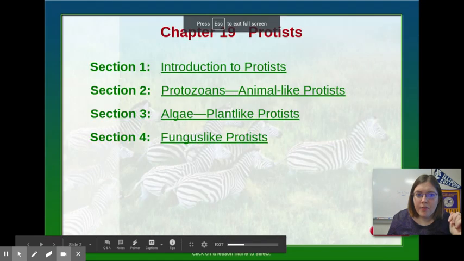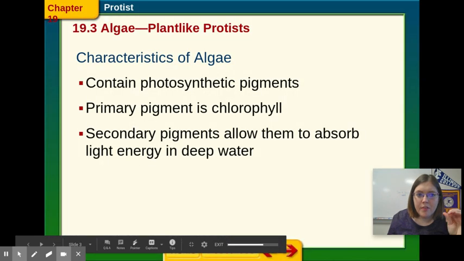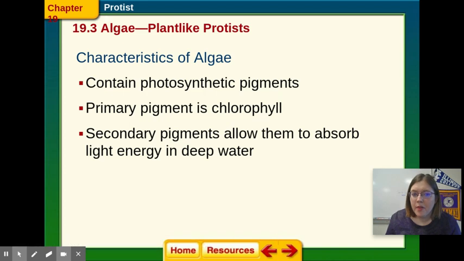All right, I'm going to go over 19.3, which is on algae or the plant-like protists. The one thing about the plant-like protists is that they are photosynthetic. That's how they get their food. So they have to have a primary pigment, and that is called chlorophyll. You see that as usually a yellow-green or a blue-green in the algae.